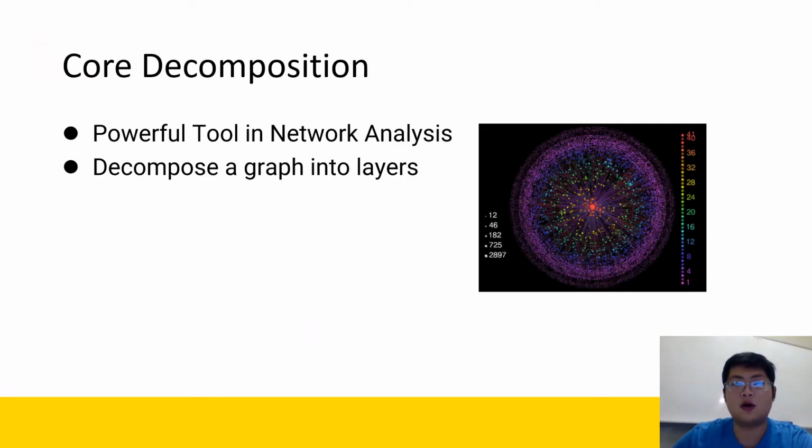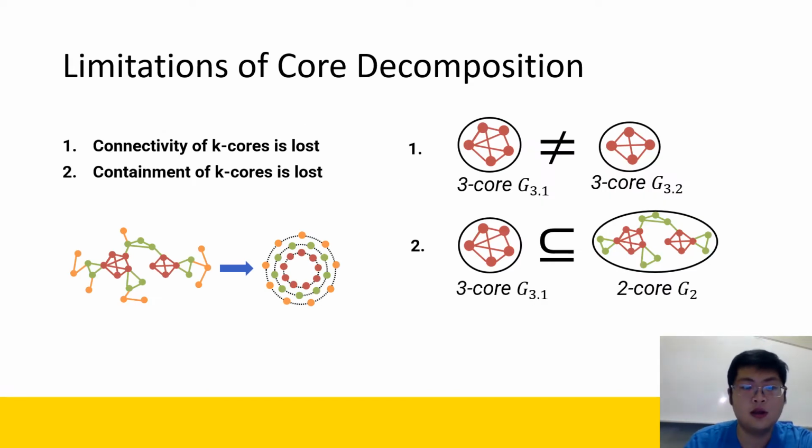Core decomposition is a powerful tool in network analysis, and it can decompose a graph into layers. There are several limitations of core decomposition. The first is that the connectivity of k-cores is lost. For example, here we have two different k-cores, but the vertices in them are viewed as the same in core decomposition. The second problem is that the containment of k-cores is lost. We have this containment relationship here, but it is not stored in core decomposition.